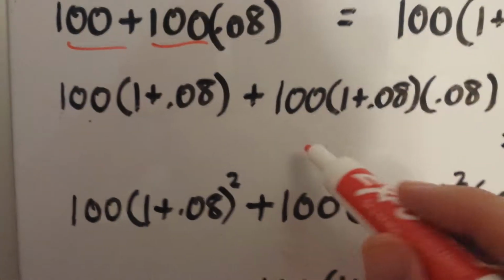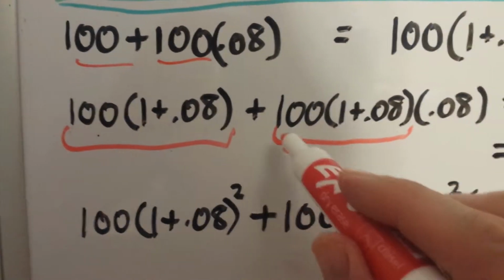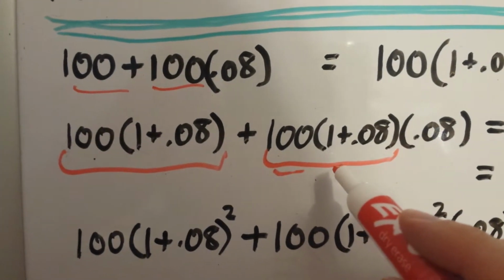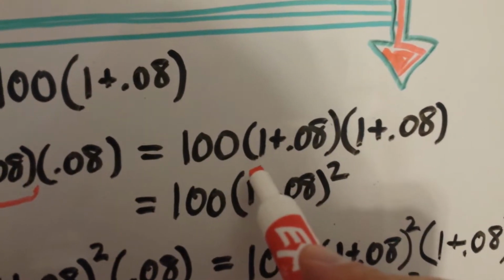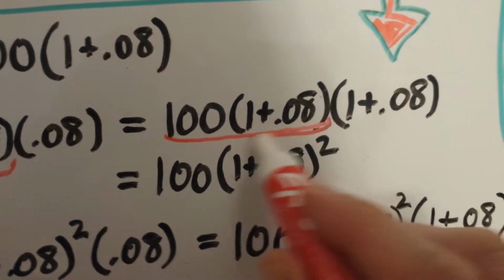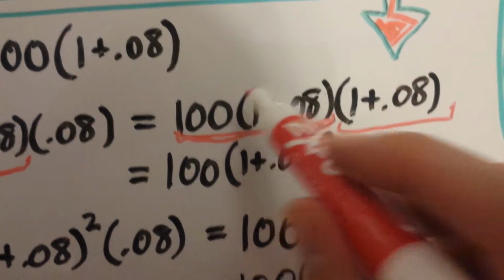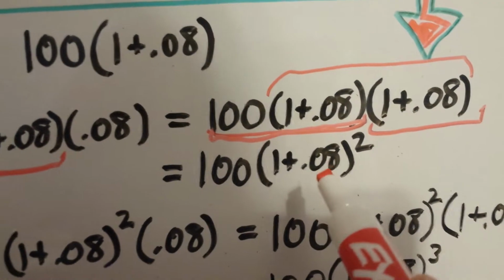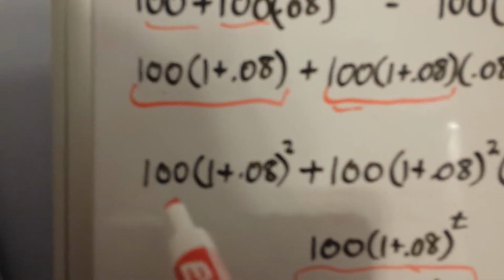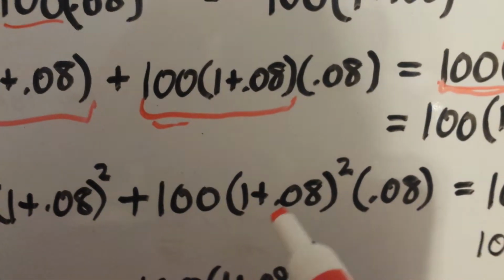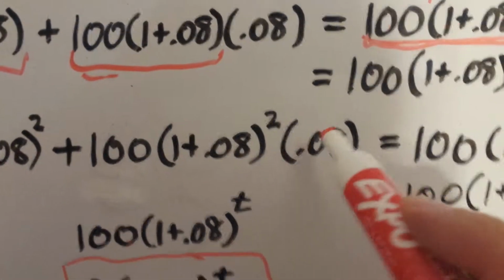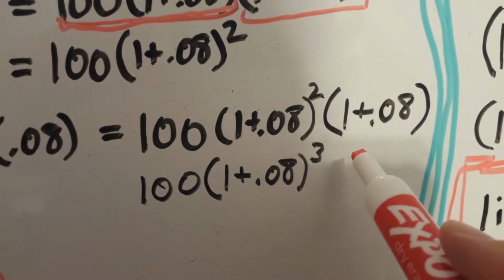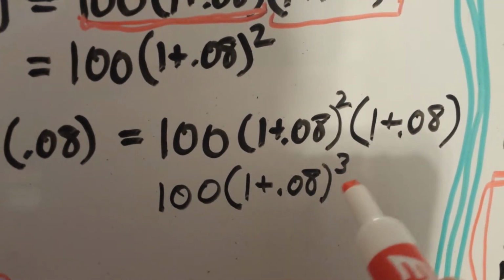And again, we can factor out this quantity, 100 times 1 plus 0.08, and we would get this, right? We factored out this, and then we were left with this. But notice that since these two quantities are the same thing, we can just write them as squared. So now this is our new quantity that we're going to compound the next time. So we have 100 times 1 plus 0.08 squared plus 100 times 1 plus 0.08 squared times 0.08, because 8% of that. And we're going to factor out this deal, right? So we get this, which of course is equal to 100 times 1 plus 0.08 cubed.